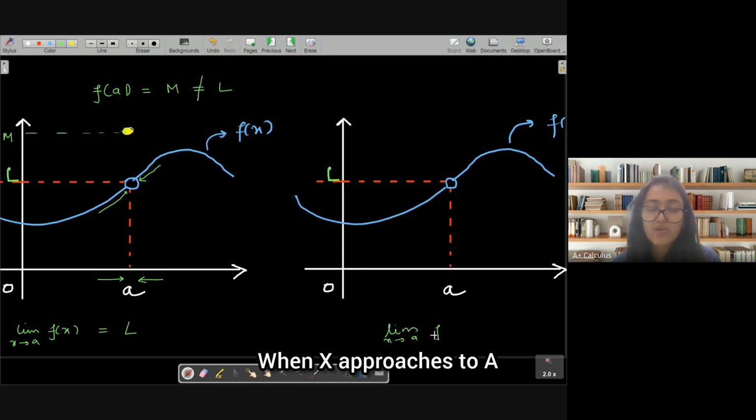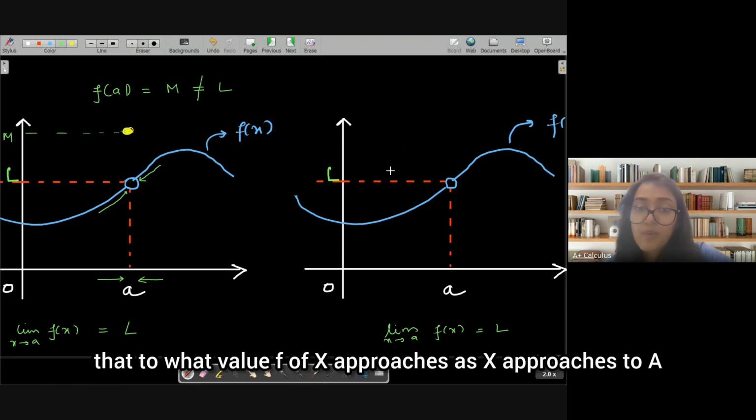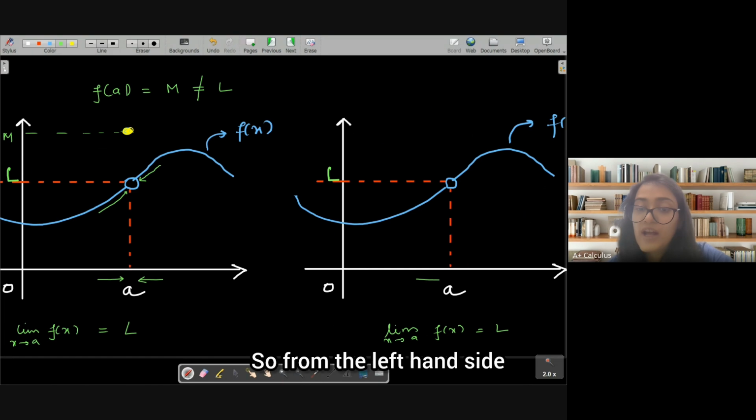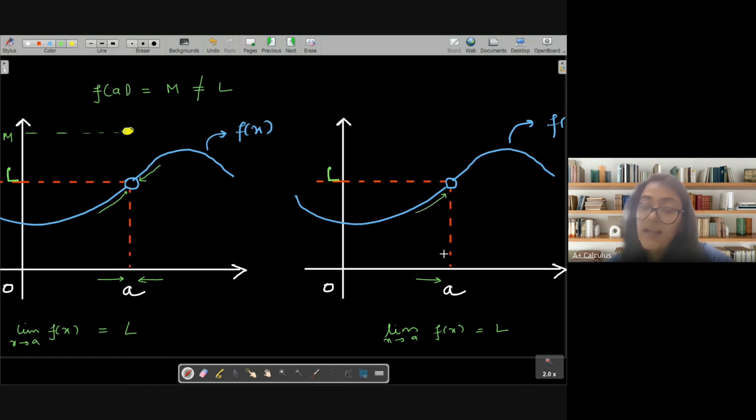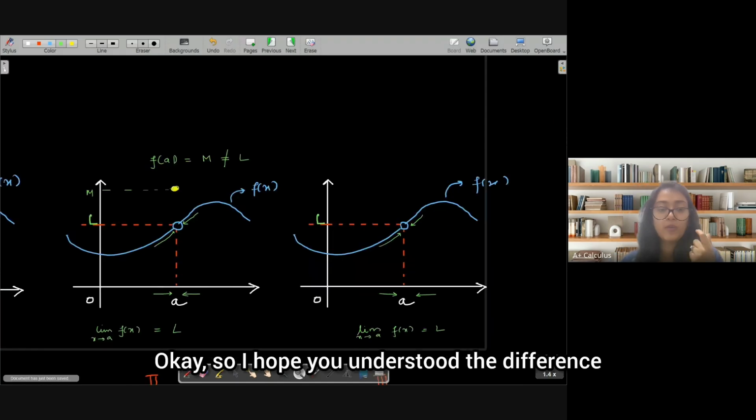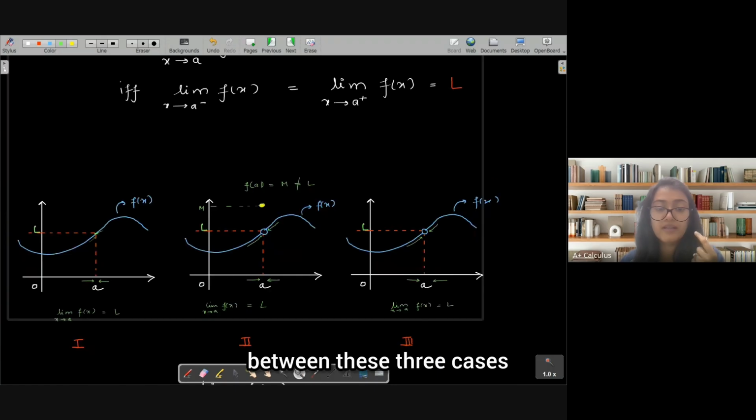When x approaches a, its limit will still be L, because again, you have to see to what value f of x approaches as x approaches a. So from the left-hand side, as x approaches a, f of x is approaching L. And from the right-hand side, also, f of x is approaching L. Okay, so I hope you understood the difference between these three cases.